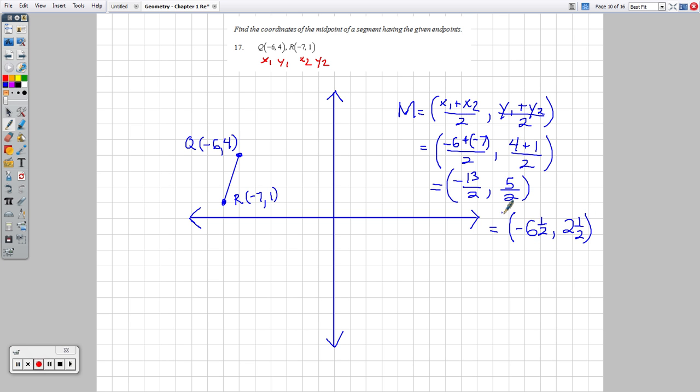That probably makes more sense in the context of this problem. To use a mixed number or a decimal would also be good as well. And so if we look at our picture, that should make sense based on what we see there. -6.5, and then up 2.5, that would be right about there. And that certainly looks like the midpoint of that segment. So visually, we can see that it matches up with what we got algebraically.